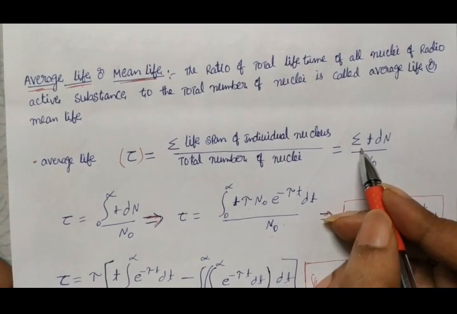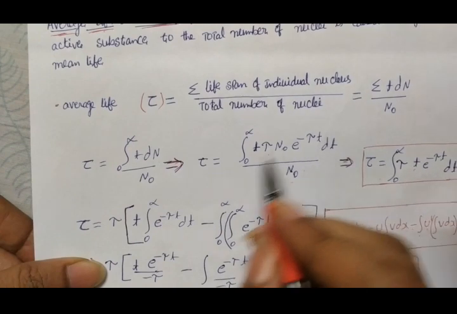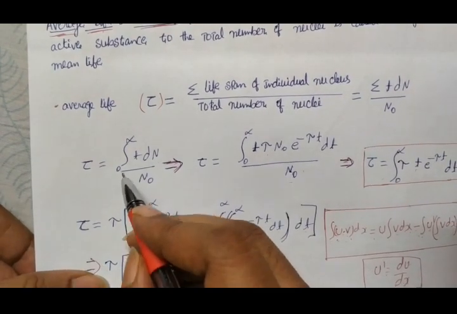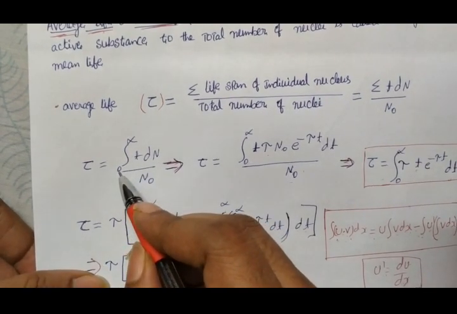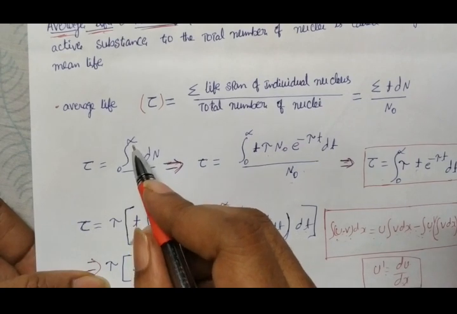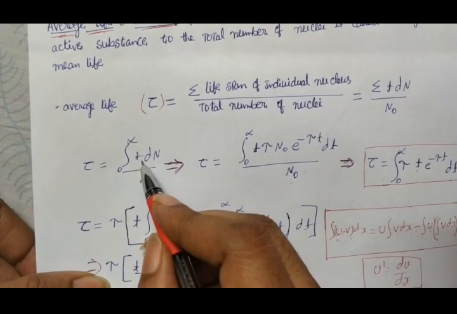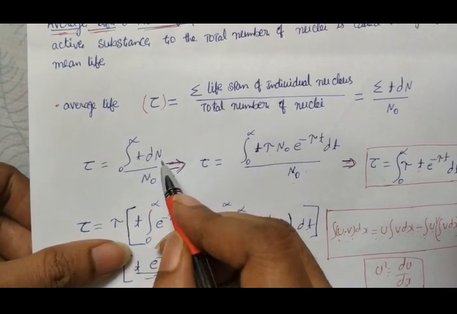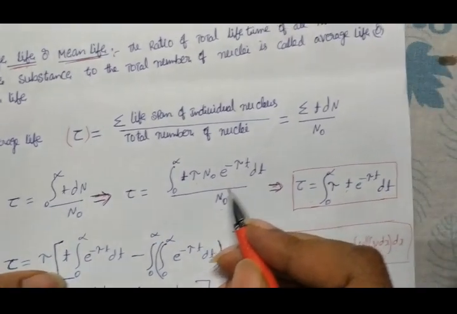This sigma is nothing but a sum, which mathematically is represented with an integration. And where does it go from and to? Some particles have zero life, some particles have infinite life. That's why it changes from 0 to infinity. So here we can write dn like this.